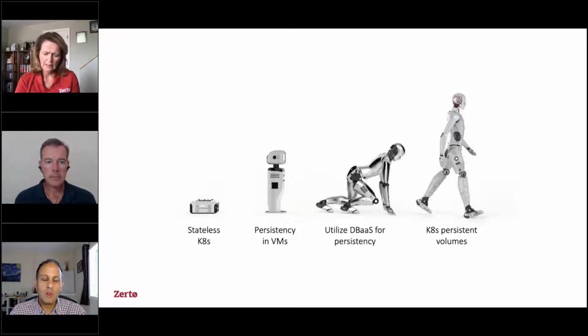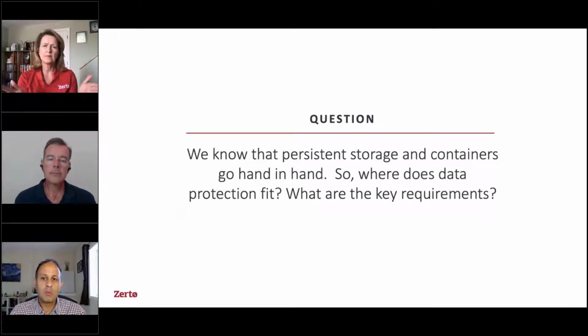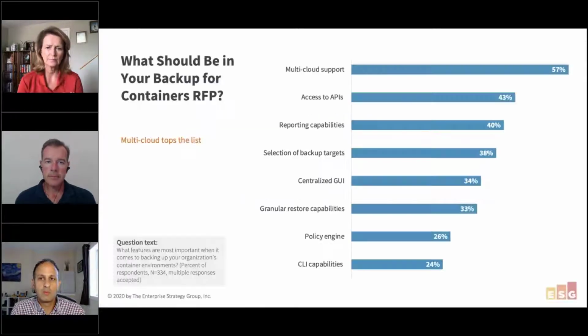Okay, so what we're saying here is the fact that we know that persistent storage and containers go hand in hand. So maybe we move on to the second element of our discussion here today and talk about where data protection fits, and look at some of the key requirements. So maybe Christophe, you want to share from the survey what you're seeing for the key requirements?